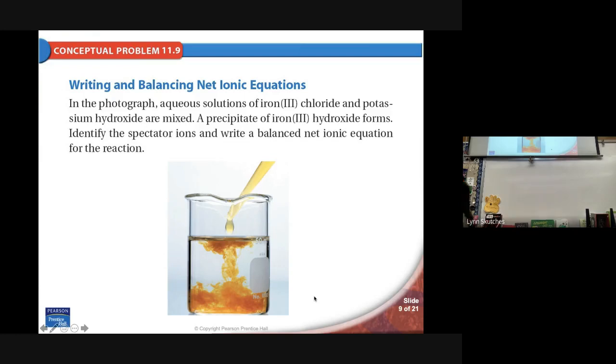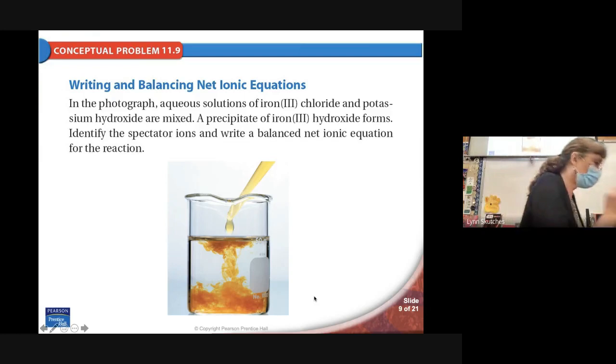Perfect. So, what does iron three mean, Logan? Talk to your neighbor, figure it out. Go.